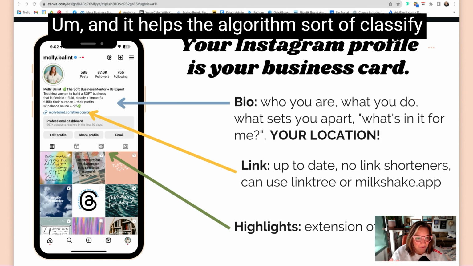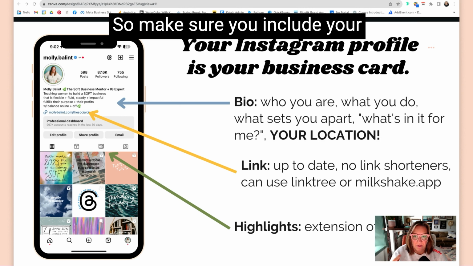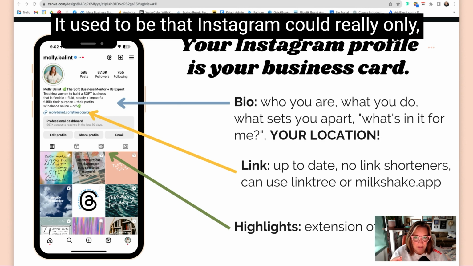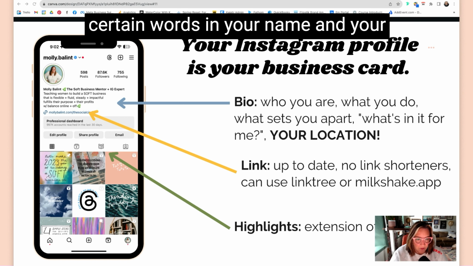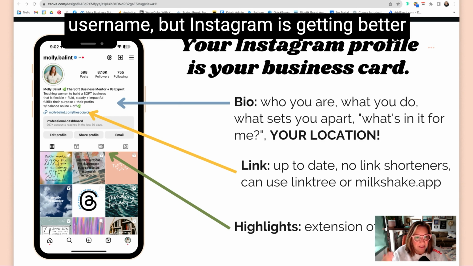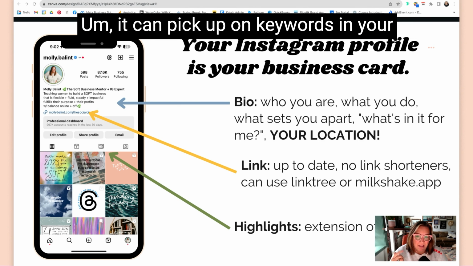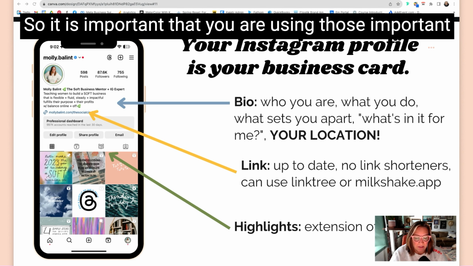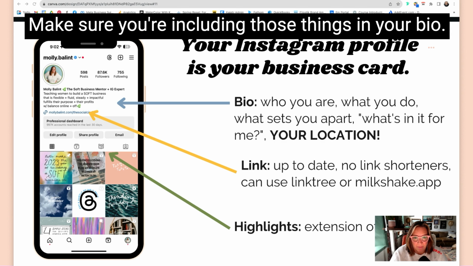And it helps the algorithm classify your content and know who to serve it up to. So make sure you include your location. Your Instagram bio: it used to be that if you searched for someone, you'd only show up if you had certain words in your name and your username. But Instagram is getting better about reading all kinds of parts of your profile. It can read your bio. It can pick up on keywords in your bio, in your content, in your posts. So it is important that you are using those important keywords, like your location, like what your products are. Make sure you're including those things in your bio.